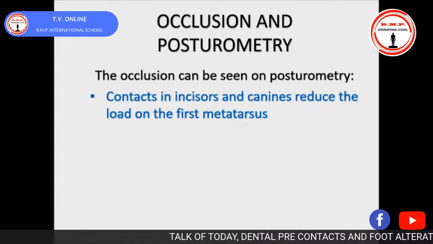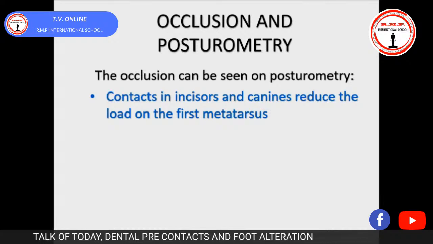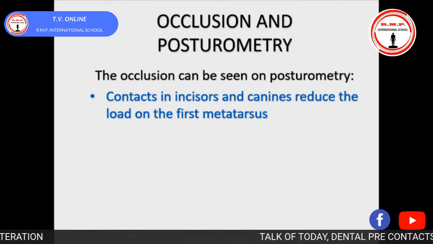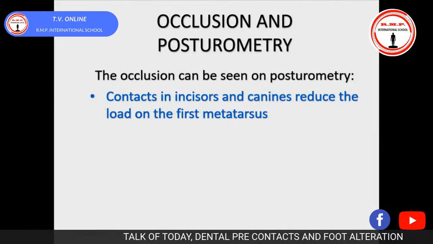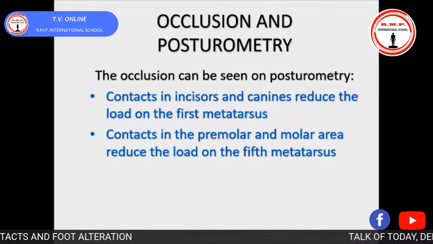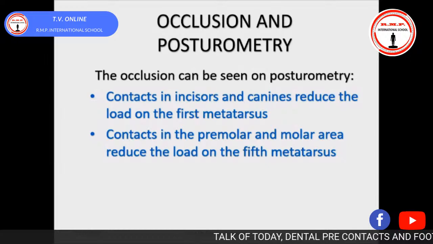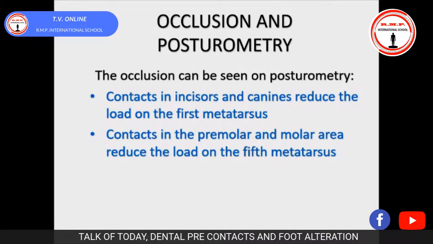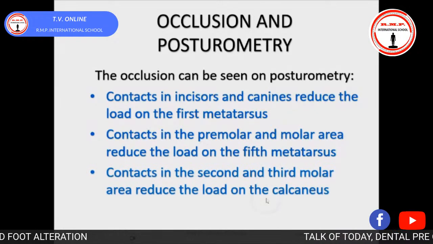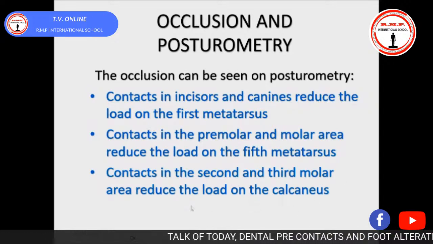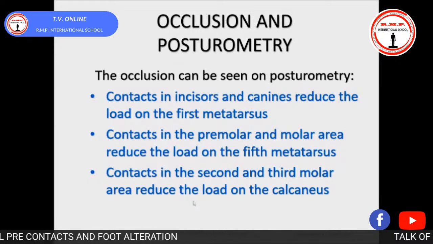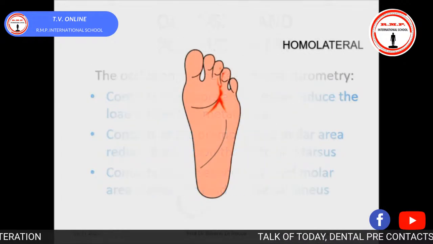Look, the contacts in the incisors and canines, that is for people who are not dentists, the anterior teeth, reduce the load on the homolateral first metatarsus. Contacts or precontacts in the premolar and molar area, the occlusal plane where we chew, where we eat, reduce the load in the fifth metatarsus. And contacts in the second and third molar area, the back part of the teeth, reduce the load in the calcaneus. Look at how precontacts affect our feet. That's the schema.